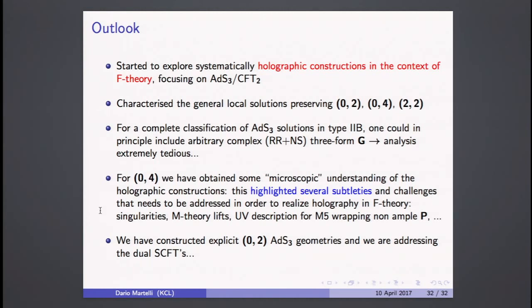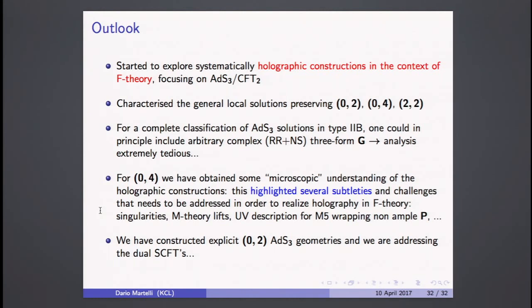So we started to explore systematically holographic constructions in the context of F-theory, focusing on AdS3 CFT2, and we have characterized the general local solution preserving various fractions of supersymmetry. One thing that one can do in the future is to turn on the three-form flux, Ramond-Ramond and Neveu-Schwarz. Then you would have the full list of fluxes. We have the technology to do that. It's just going to be extremely tedious. So someone very energetic should actually do that.